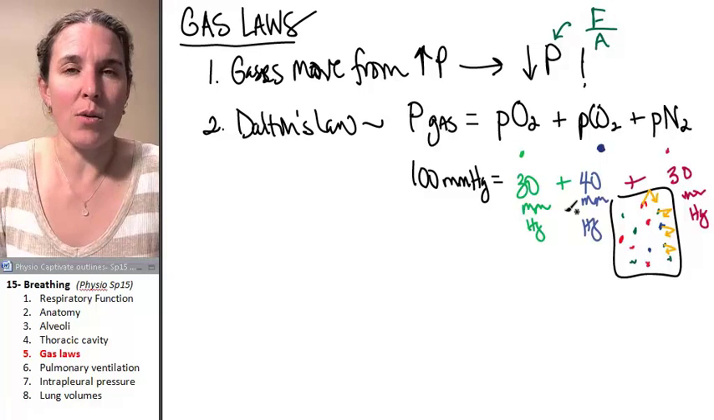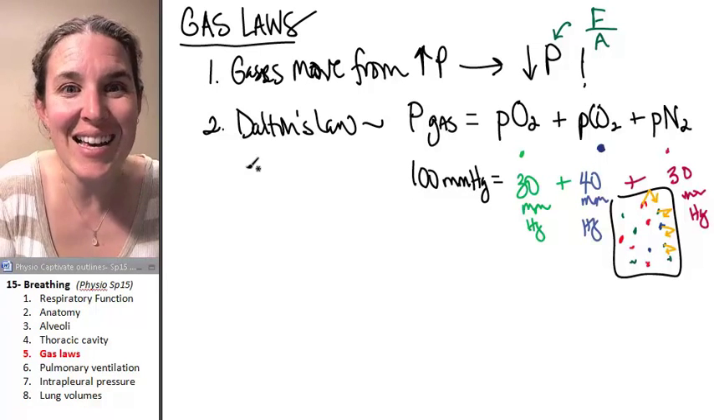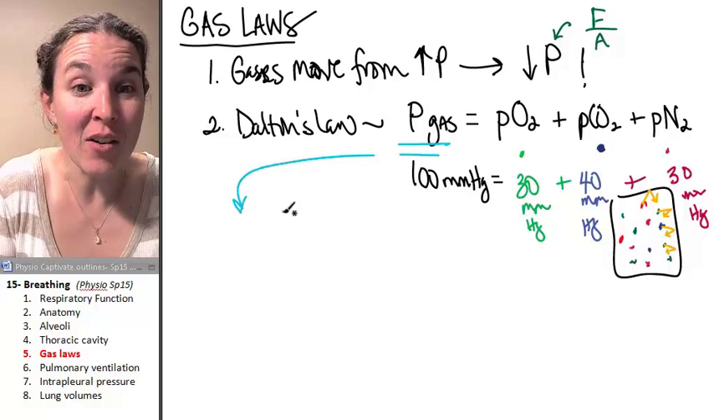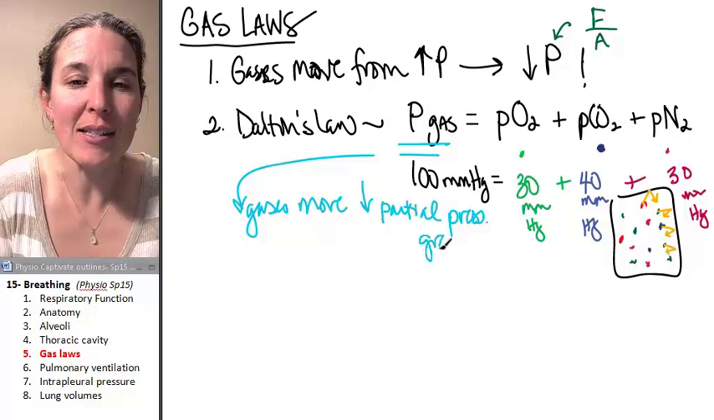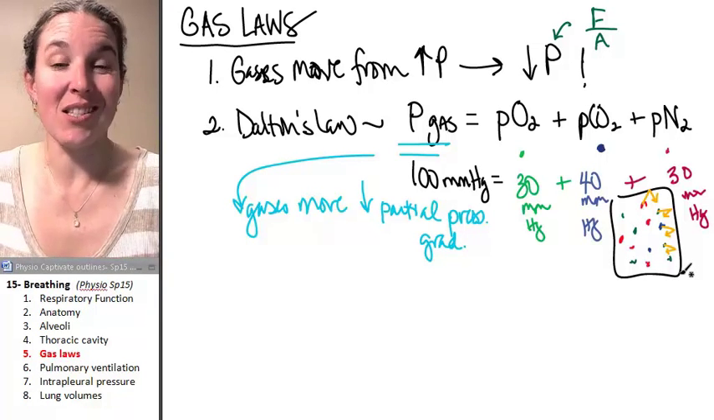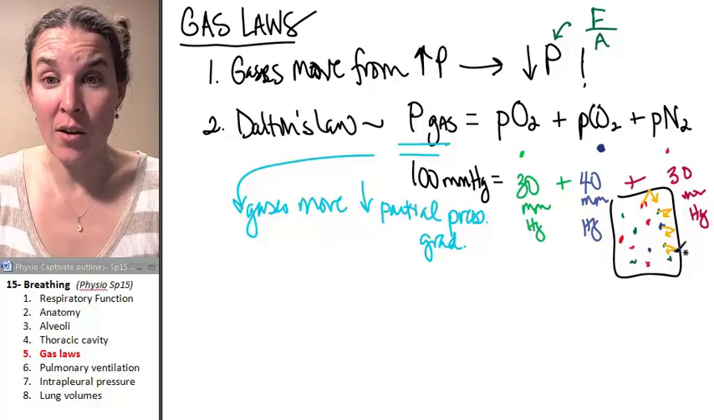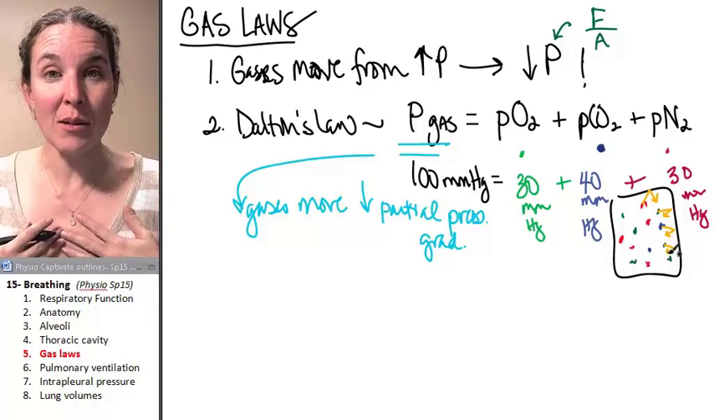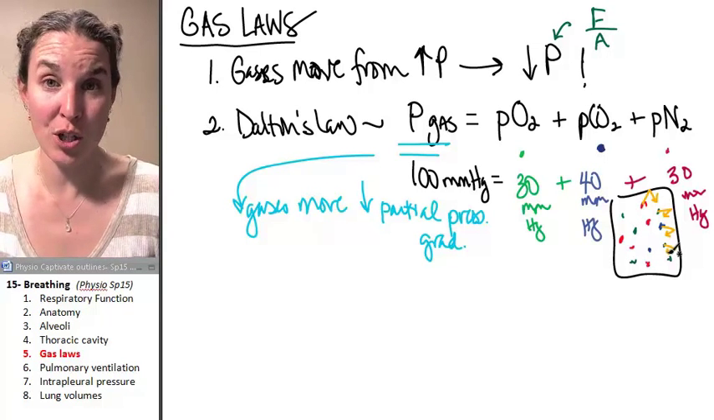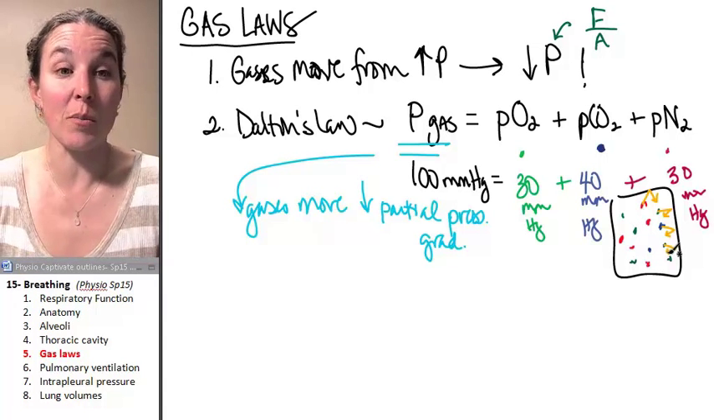Now, the interesting thing, and why who cares? Well, this is going to be extremely relevant when we start talking about gas exchange, because gases move down partial pressure gradients. Molecules of salt move down concentration gradients. Molecules of gas move down partial pressure gradients. Same concepts apply. For all our intents and purposes, you might as well think of concentration and partial pressure as the same thing. But partial pressure applies to a gas. Concentration applies to something else.